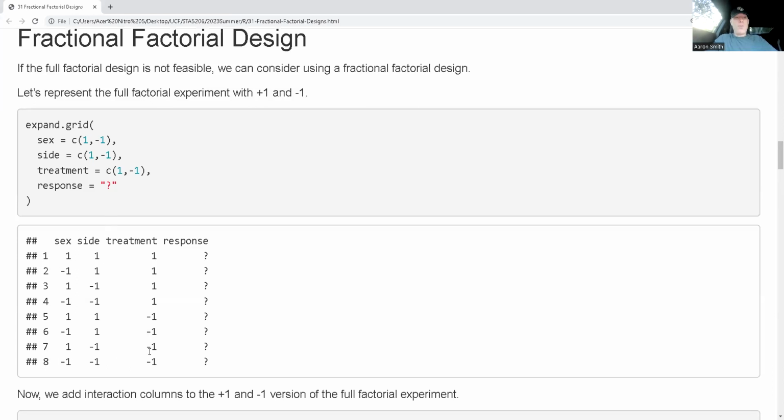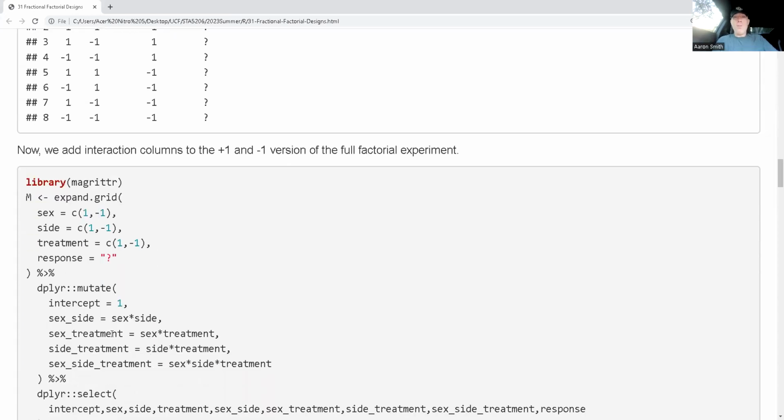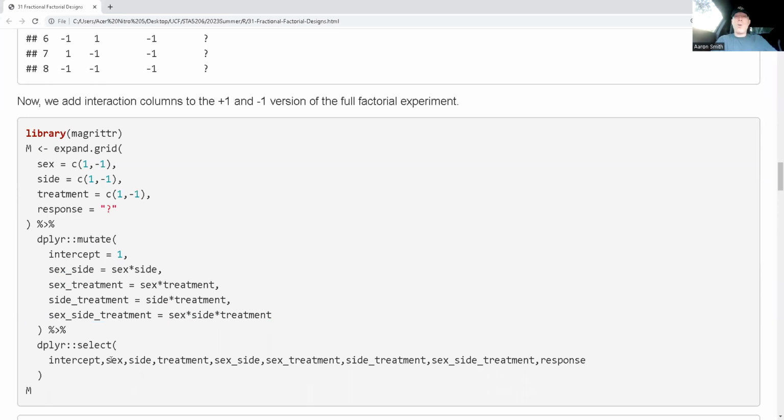Let's consider the interactions. What I'm going to do is multiply together. So I'm going to add the intercept onto my design matrix. For the two-way interactions, I'm going to multiply the 2 columns together. So for sex side interaction, I take sex times side. For sex treatment interaction, I take sex times treatment. For side treatment interaction, I go side times treatment. So this gives me all of my 2-way interactions. And then for the 3-way, I just multiply all 3 together. Okay, and now this next step, I'm just reordering the columns.